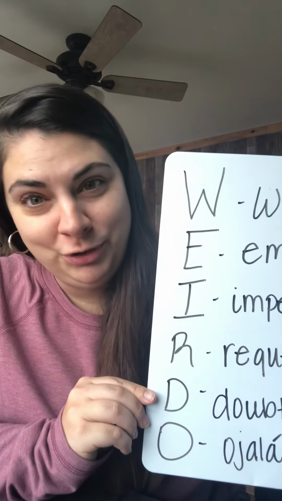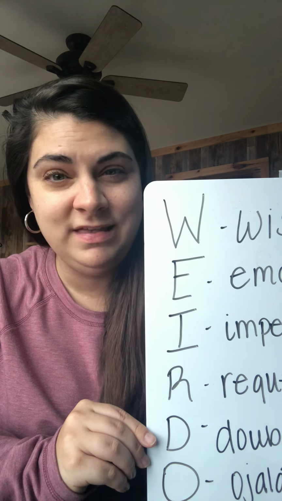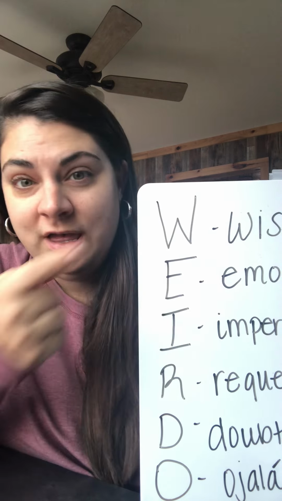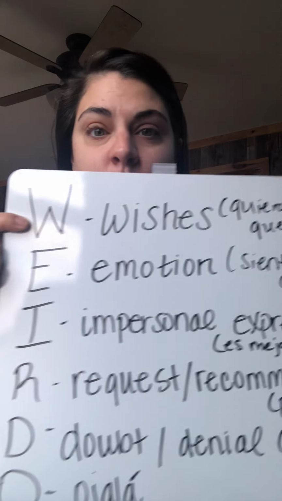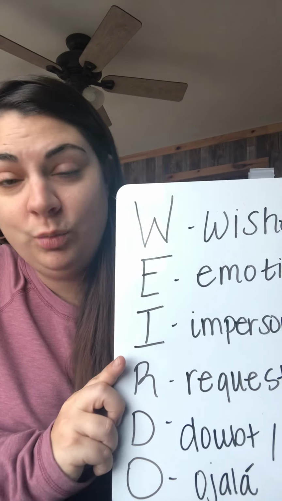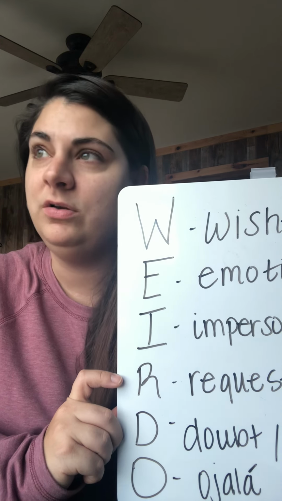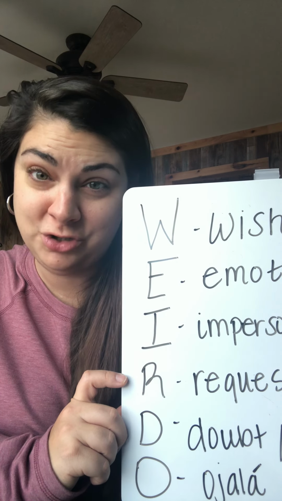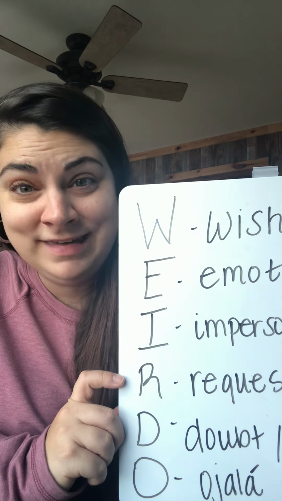If you are at home, please write this down in your notes. This is really important, okay? And I will also be sending you a helpful little chart later to help you with WEIRDO. So the first one is W, and that is wishes. This is when you have a wish or a want for someone. Once again, it is doubt and uncertainty because just because you wish it doesn't mean that they or whoever you're talking to is going to get it.